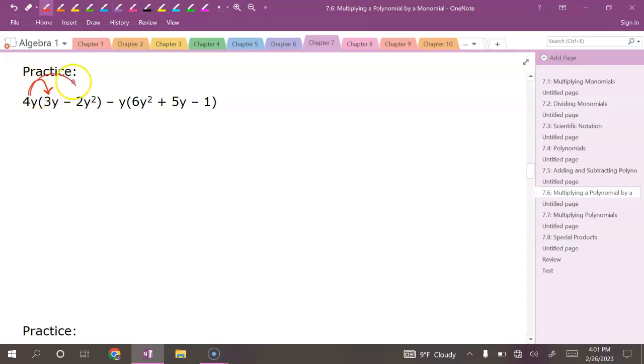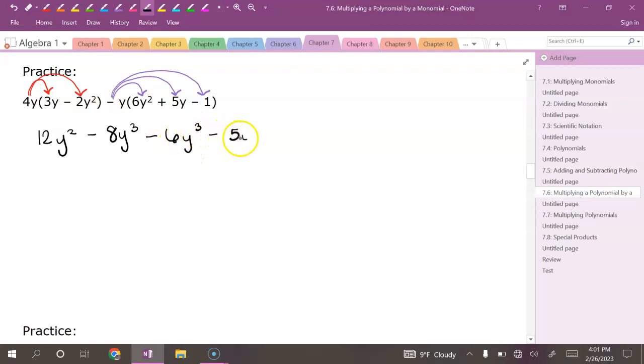All right, for my first set, I needed to distribute that 4y. So it should have said 12y squared minus 8y to the third. Then I had to do another set of distributing, and it is a negative y, so really be careful with your signs on that one. So this became a negative 6y to the third, and then negative 5y squared, and then plus y.